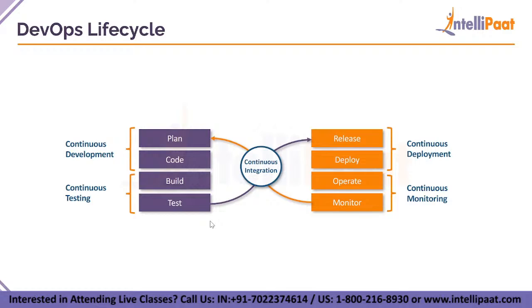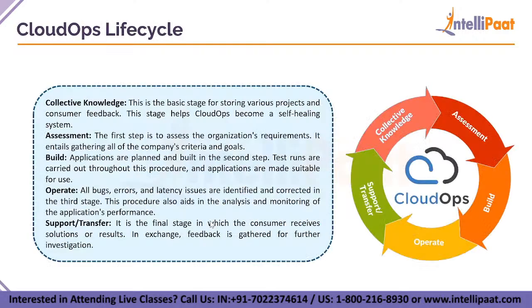So this is something about the DevOps lifecycle. Moving ahead, we have the CloudOps Lifecycle. There are basically 5 elements in the CloudOps lifecycle. The first one is collective knowledge. This is the basic stage of storing various projects and consumers' feedback. This stage helps CloudOps become a self-healing system.